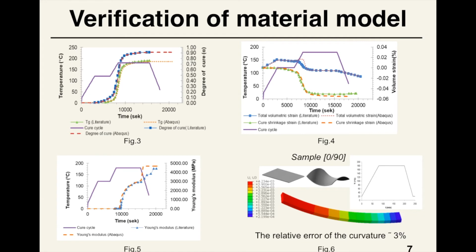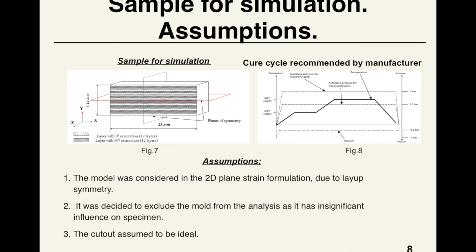On the current slide, the sample for modeling and taken assumptions are presented. The model was considered in the 2D plane strain formulation due to layer symmetry. In the present work, it was decided to exclude the mold from the analysis as it is insignificant for such a sample. The sample is considered free to move during all calculation steps. The cutout is assumed to be ideal.